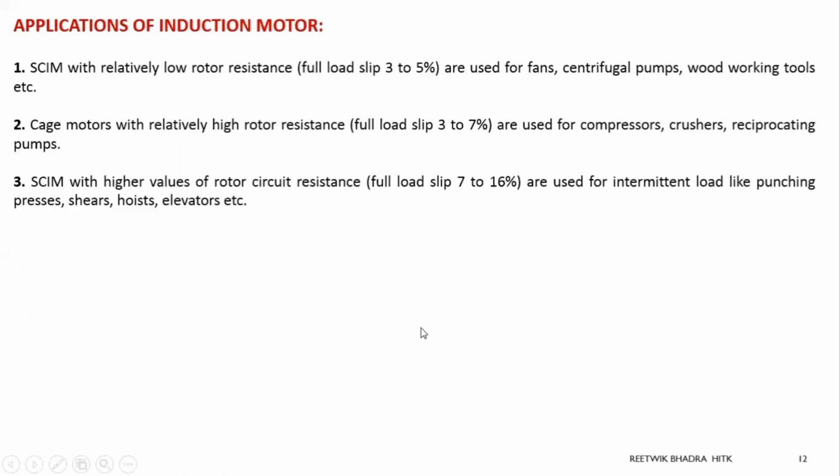The last two slides, just go through them as applications where squirrel cage induction motors are used. If it is a low resistance motor, it is generally used in fans, centrifugal pumps and so on. If it is a cage motor with high rotor resistance, it is used in compressors, crushers, reciprocating pumps. And if it has a high value of rotor circuit resistance, it is used in lifts, elevators and so on. So these are the basic applications of the induction motor.